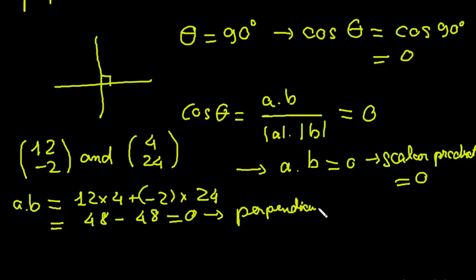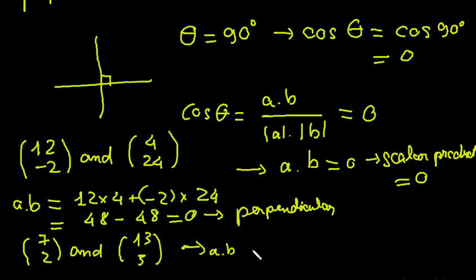And I have another example. I have the vector 7 and 2 and the vector 13 and 3. So A multiplied by B equals 7 multiplied by 13 plus 2 multiplied by 3, which is 97, different from 0. So these two vectors are not perpendicular.